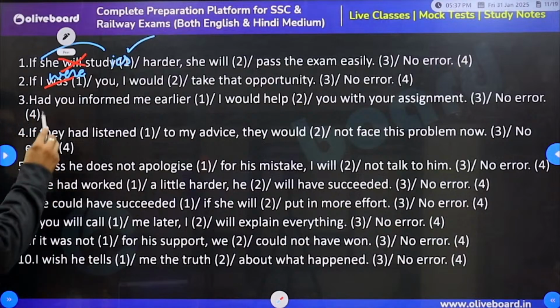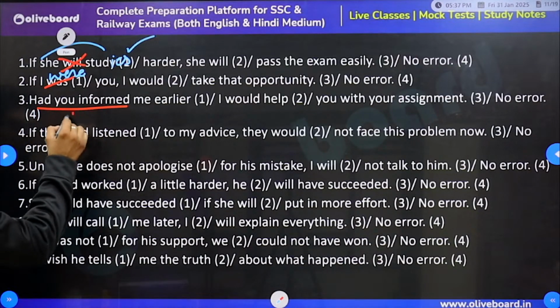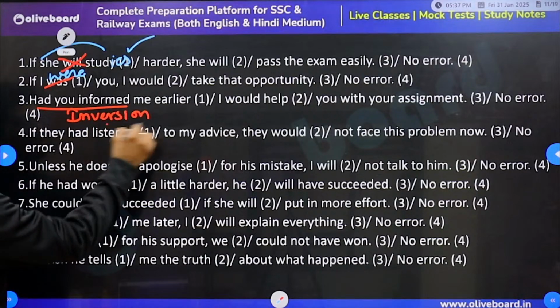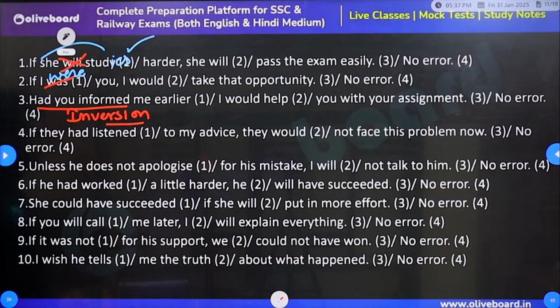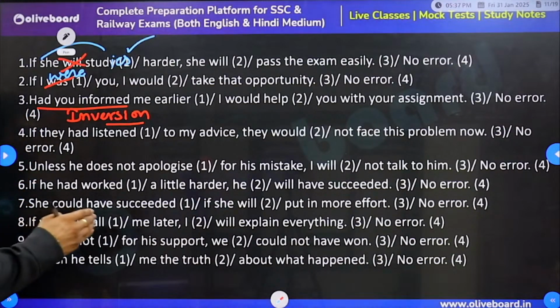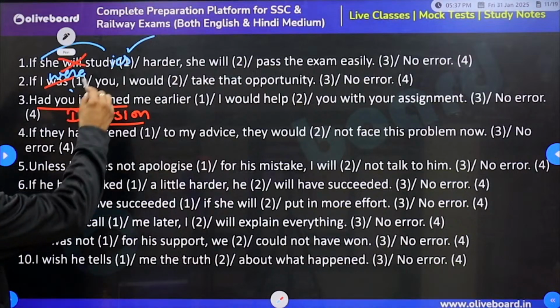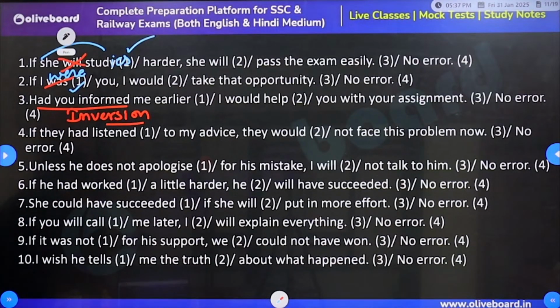Had you informed me, just one example for you, this is actually inversion. This is correct. I will teach you pretty soon what inversion is. Leave it right now, focus on the conditional clauses. Had you informed me, that means if you had informed me, great.